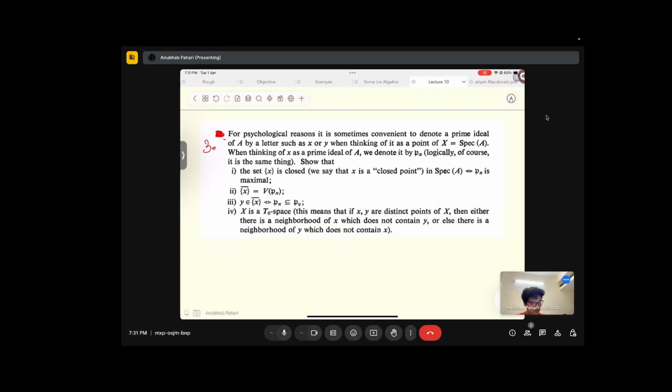Okay, so this will be our last problem. You can see the convenience here: when we denote a prime ideal p of A as a point x of capital X, we denote it by p_x. It's the same thing.